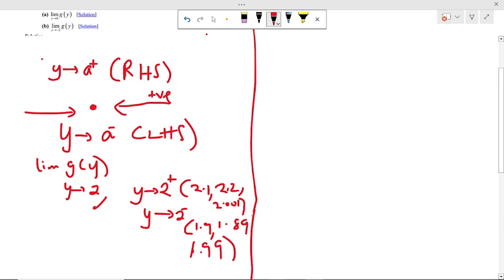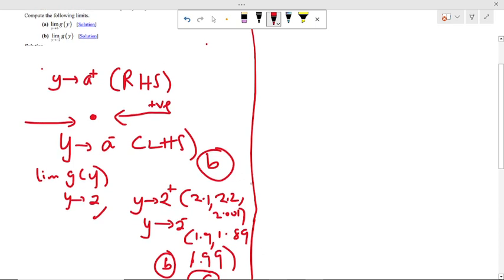So if you take these values, then we evaluate that function g of y at 2.1, 2.2, and 2.001, and we get, let's say, b. Then we do the same for the left hand side and we also get b. Then the limit of that function exists. But let's say when we did it, we got b for the right hand side and c for the left hand side. Then the limit of that function does not exist.